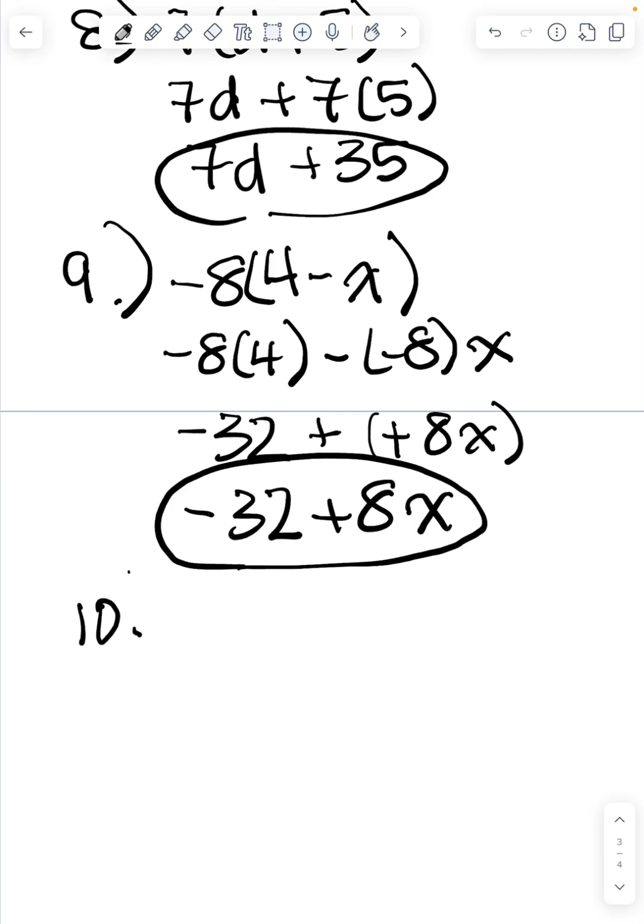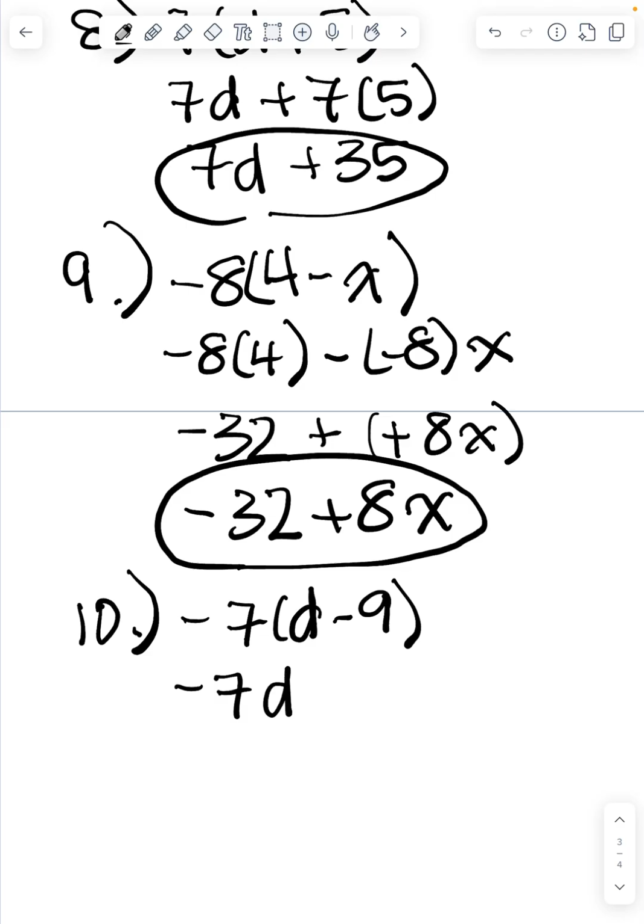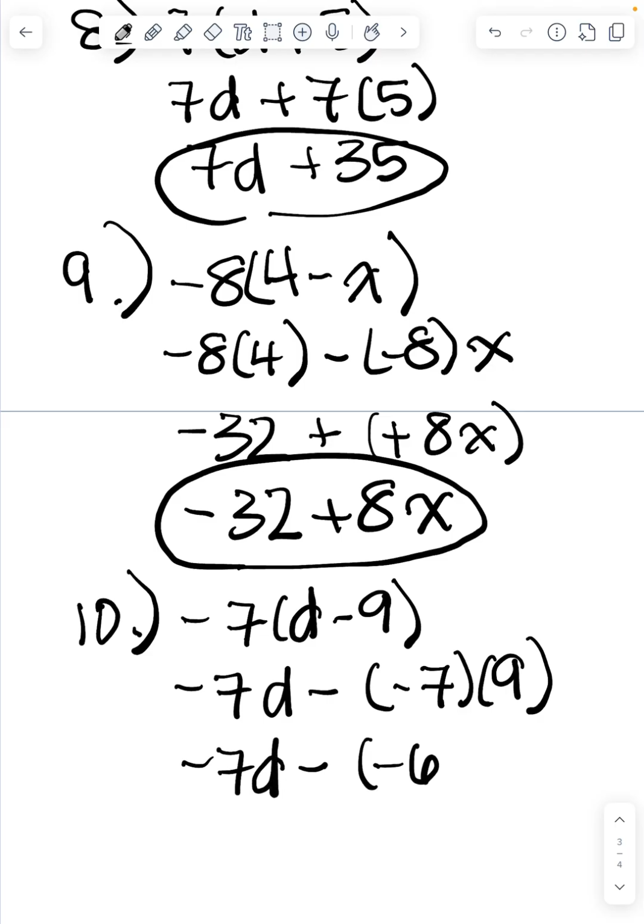Number 10. Negative 7 times the quantity d minus 9. So negative 7d minus negative 7 times 9. We get negative 7d minus negative 63.